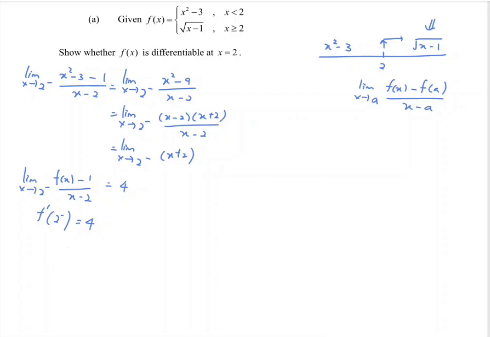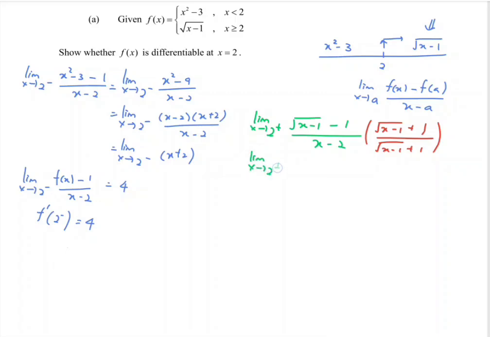Next, focus on the right hand side. Limit as x approaches 2 from the right. For the function, we have the square root of x minus 1, minus 1 for f(2). Based on the situation, if we substitute, we will have an indeterminate form, so the strategy for this case would be to multiply by the conjugate. Do remember, only expand one part. Focus on the numerator. Limit as x approaches 2 from the right.